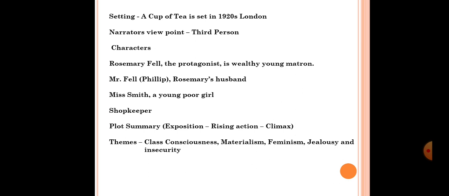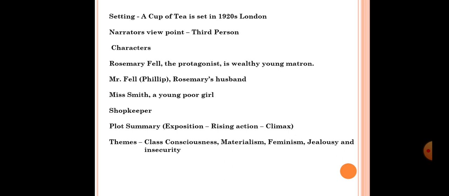Now, if we talk about the plot, the exposition of the action, we can say, of the beginning. The story is about Rosemary Fell, a wealthy young married woman. At the beginning of the story, we meet her on a shopping trip in town. She goes to Curzon Street to shop at a florist's and in an antique shop. There she examines an expensive jewelry box that she would love to own, but after inquiring about the price, she decides not to purchase it, at least for that day, and she instructs the shopkeeper to keep that box for her. When she is going to the parking, she is approached by a poor young girl, Miss Smith.